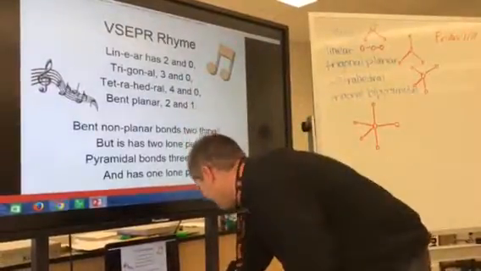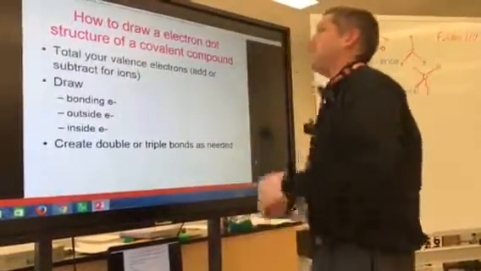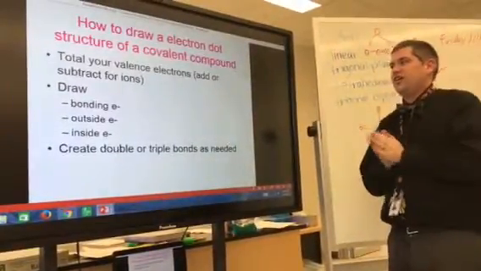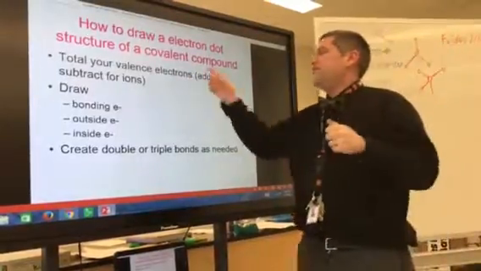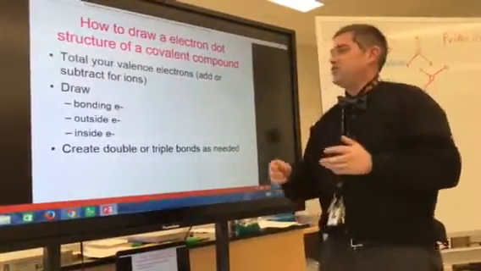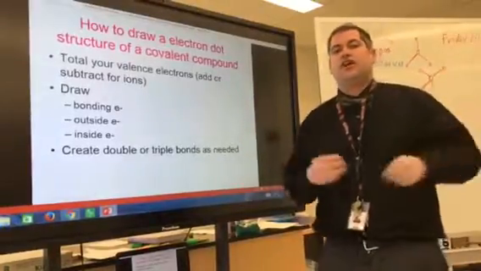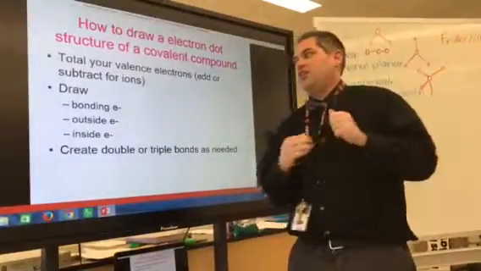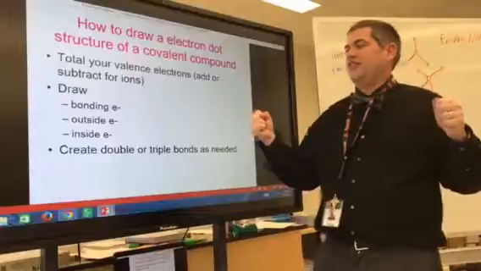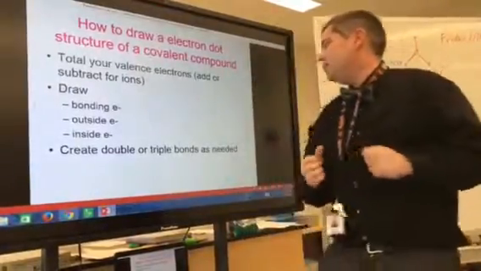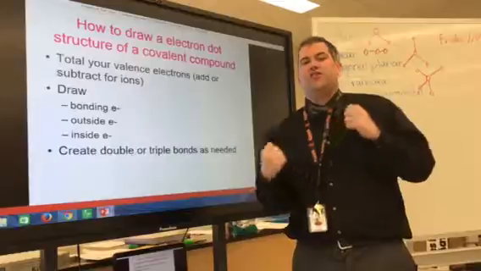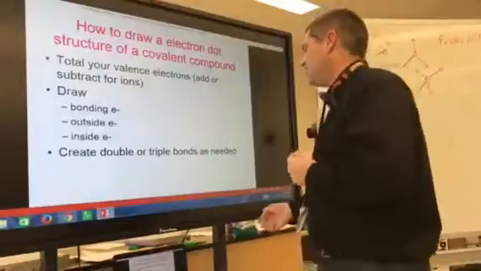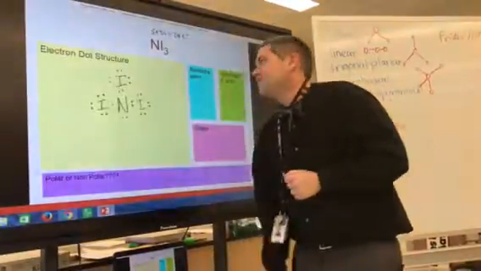That's number 2, the second thing I have you do. How to draw an electron dot structure of a covalent compound. We've been doing that. Count your total number of valence electrons. Add or subtract for ions. Remember, positive you subtract, negative you add. You start with the middle, then you work your way outside, and you add electrons. Create double and triple bonds if your total number of valence electrons does not make everything happy. You need to make sure it stays happy.